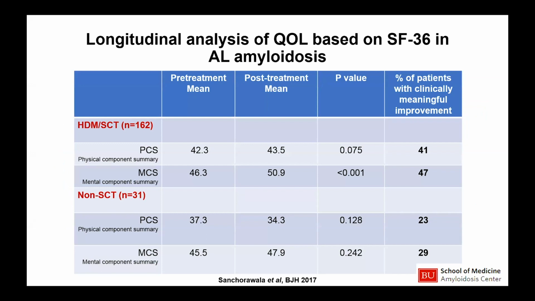We at Boston University Amyloidosis Center reported on the longitudinal analysis of quality of life based on short form 36 in AL amyloidosis. Percentage of patients with clinically meaningful improvement, particularly in physical component summary and mental component summary following stem cell transplantation occurred in 41 and 47% of the patients. Similarly, percentage of patients with clinically meaningful improvement following non-stem cell transplant regimens occurred in 23% of the patients for physical component summary and 29% of the patients for mental component summary.